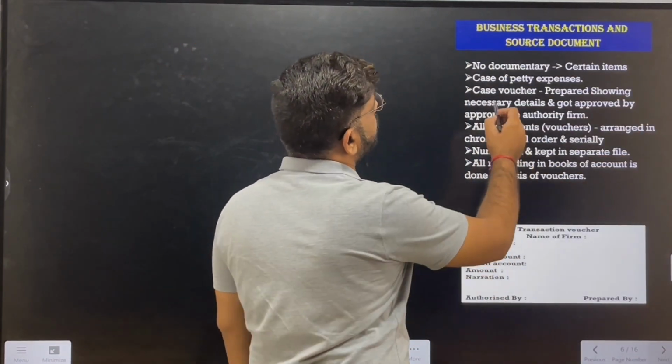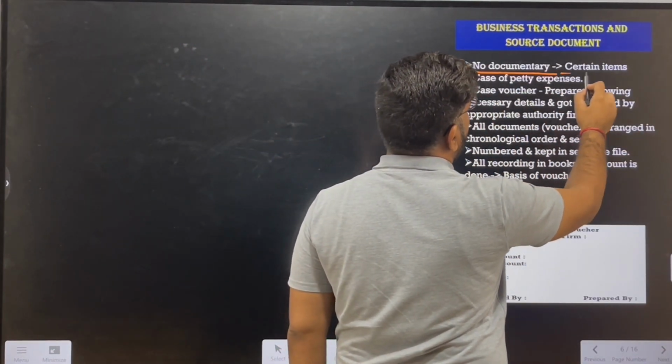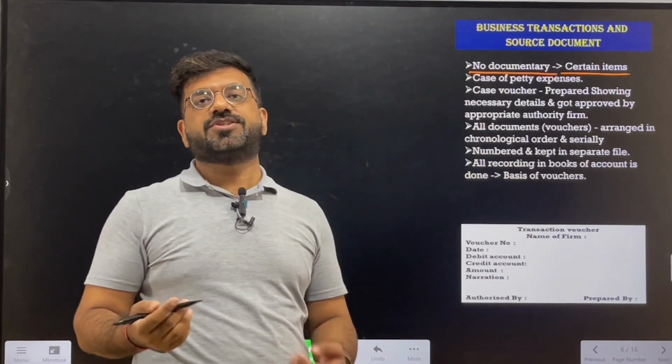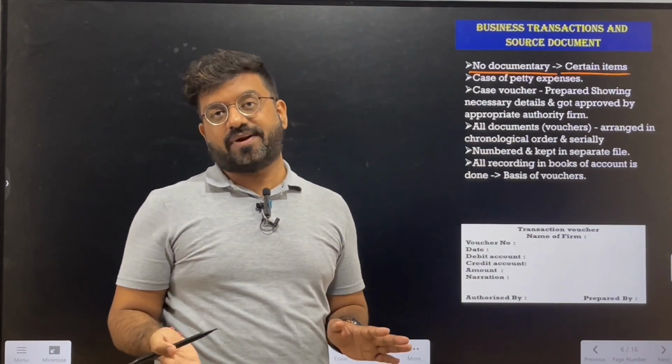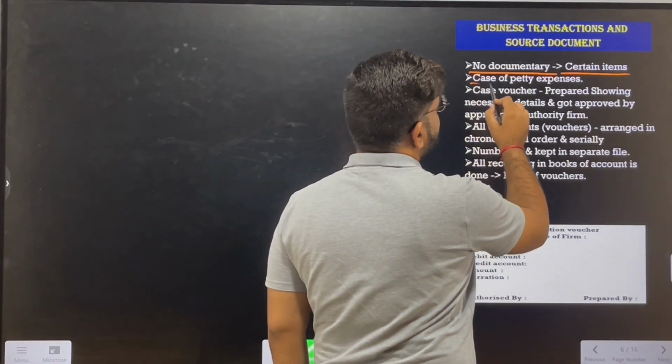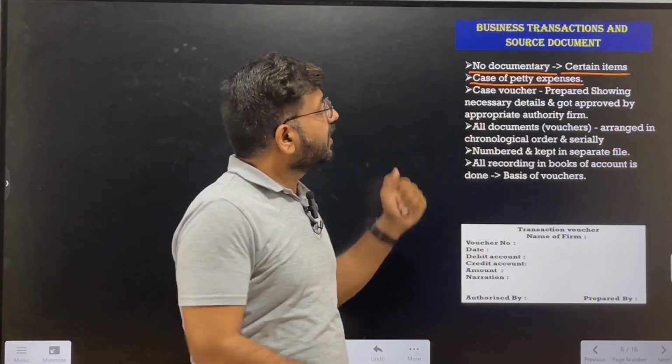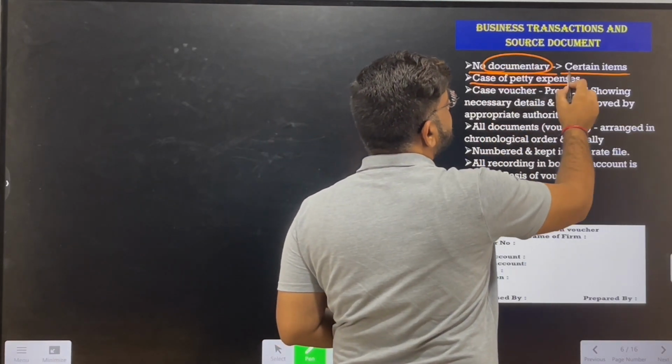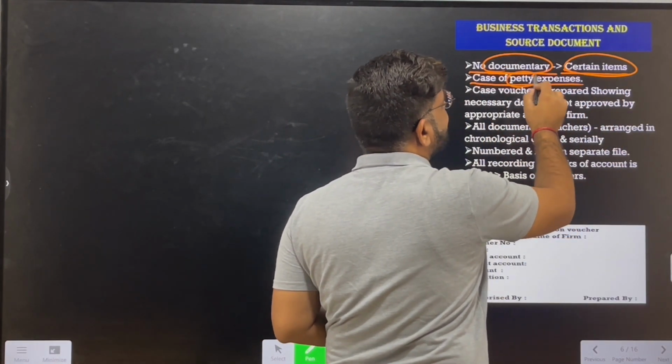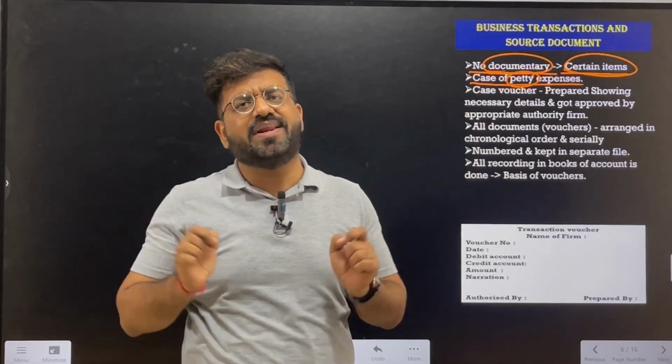Next, source documents: no documentation for certain items. For certain items, no documentation is required. In the case of petty expenses, for example, if I paid for the purchase of tea, I wanted to drink the tea in my business, I'll pay for that. Obviously, the tea shop will not issue an invoice. So basically, there are no documents for certain items which are petty in nature. Petty simply means small expenses.